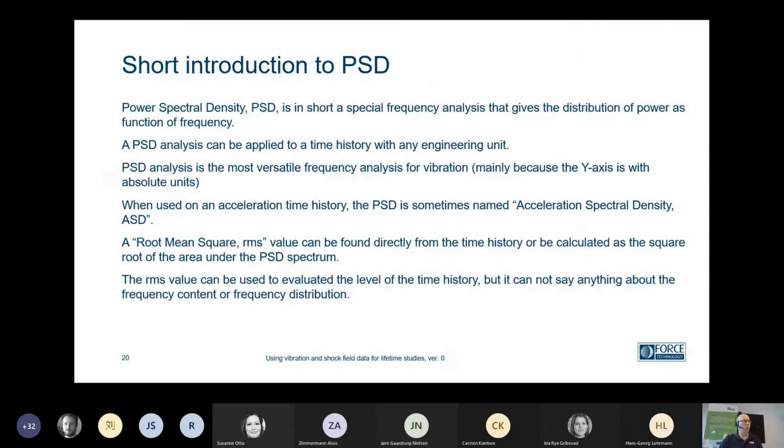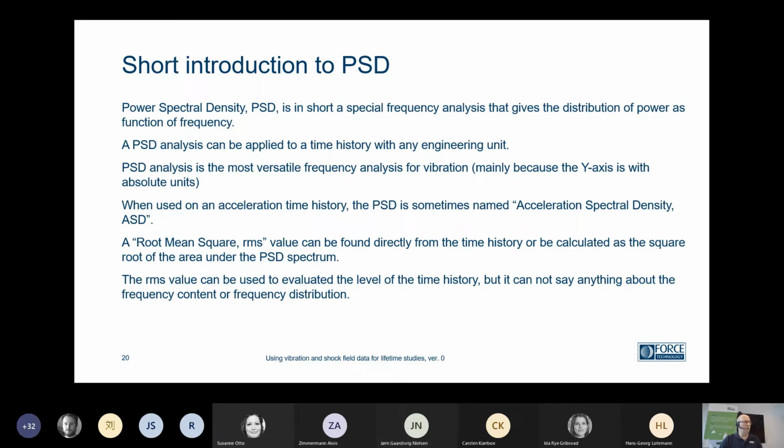Now we can look more into what we call the power spectral density. It's a frequency analysis that gives the distribution of power as a function of frequency. We can use PSD analysis on any kind of time history with any engineering unit. If we use it for acceleration, we sometimes call it acceleration spectral density. From my point of view, it's the most versatile frequency analysis for vibration, mainly because the y-axis is in absolute units. So we don't have all these, for me, annoying dB scales and reference points. I can directly read the level at a different frequency.